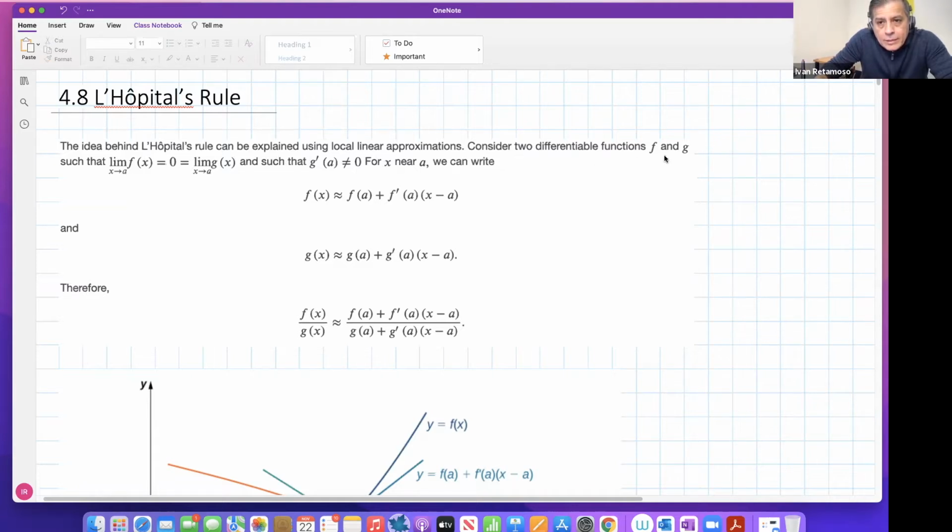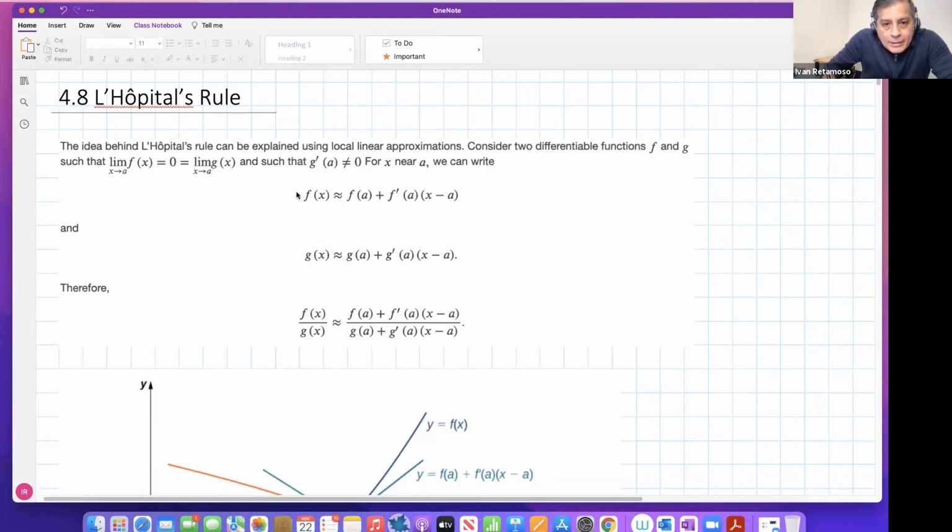Consider two functions f and g such that the limit of f of x as x approaches a is equal to 0 and the limit of g of x as x approaches a is also equal to 0, such that the derivative of g evaluated at a is not equal to 0.